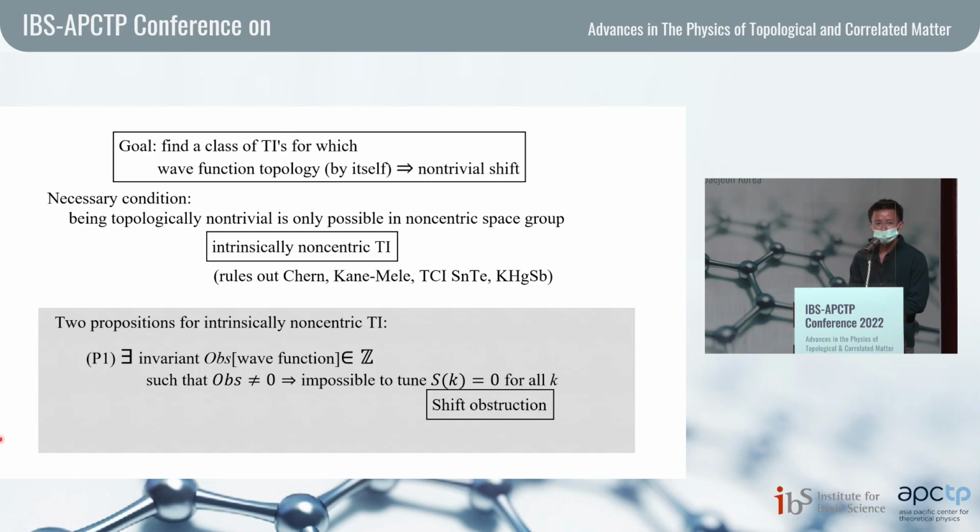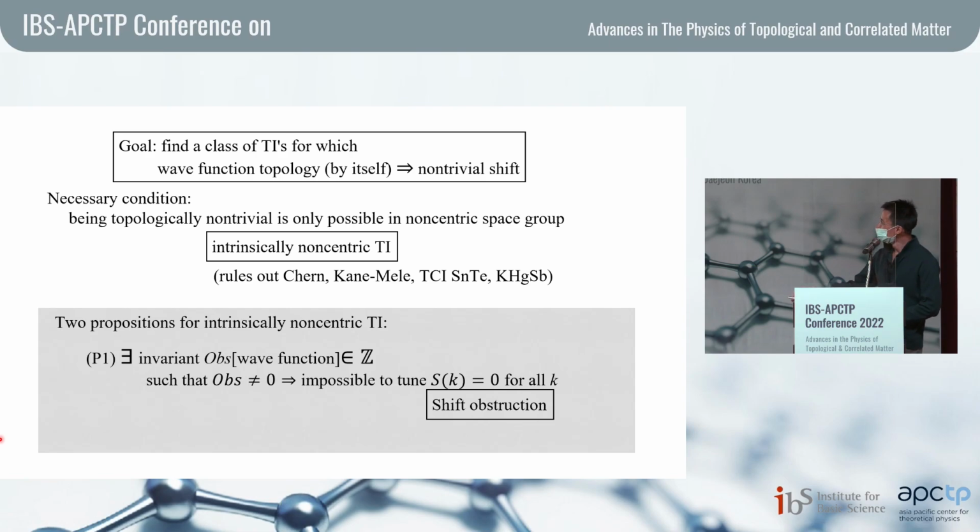So I'm going to tell you about two propositions for intrinsically non-centric topological insulators. The first proposition is that there exists an invariant that inputs the electronic wave function and outputs an integer. Now, if this integer is non-zero, then it is impossible to continuously tune the shift vector to 0 for all k in the Brillouin zone. So I call this the shift obstruction.